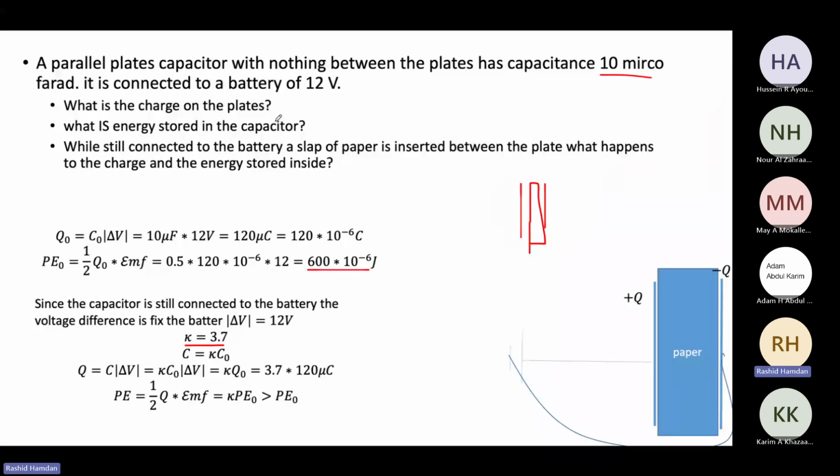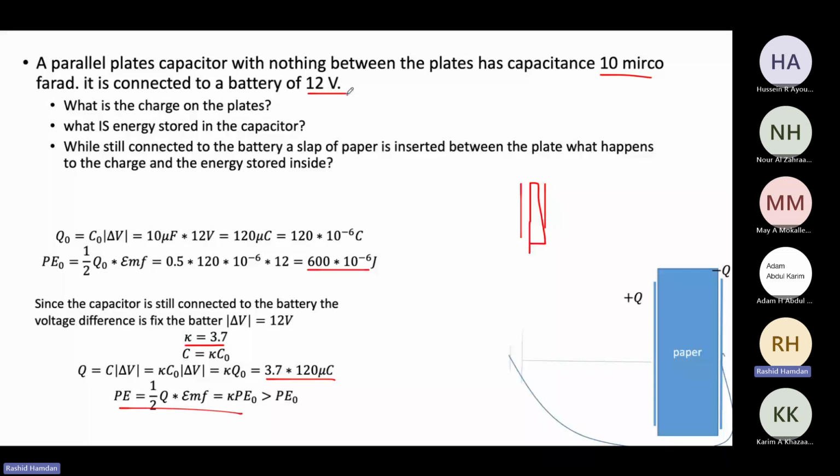So Q is equal to C delta V. I have kappa C0 delta V. So kappa Q0. So the charge increases on the plates. So it means that the energy increases. So I'm storing more energy under the same battery. On a 12 volt battery, I'm increasing the energy that I can store inside the capacitor by putting the paper.